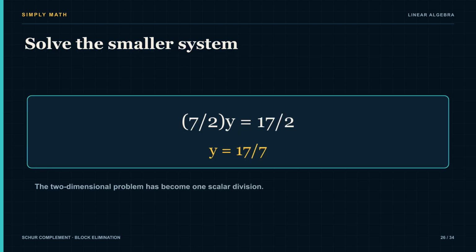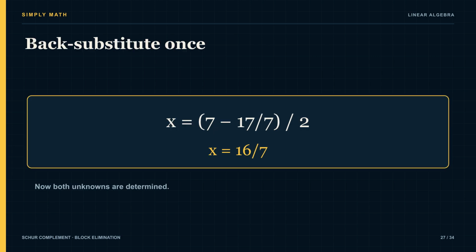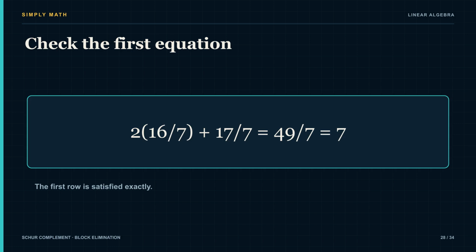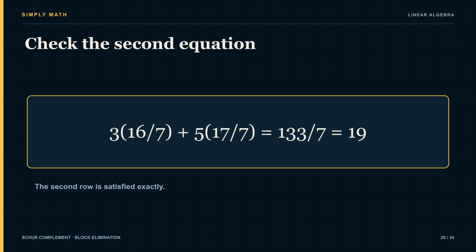Solving the reduced equation gives y equals 17/7. Back substitution gives x equals 16/7. The first equation checks: 32/7 plus 17/7 equals 7. The second equation also checks: 48/7 plus 85/7 equals 19.